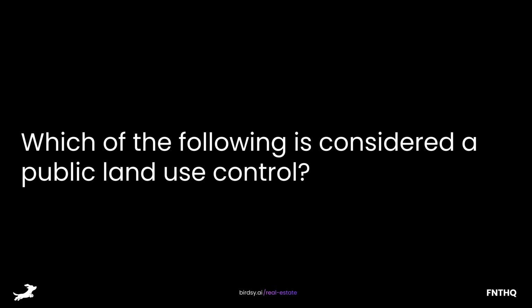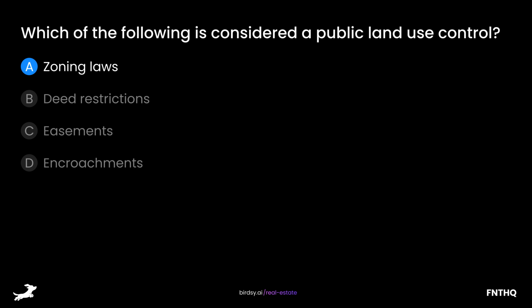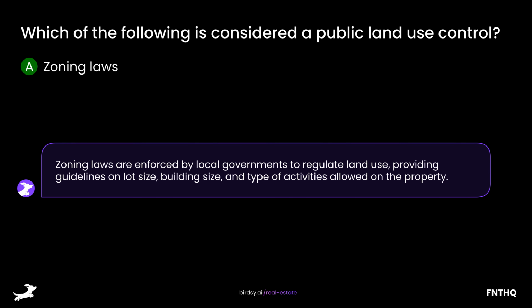Which of the following is considered a public land use control? Is it A, zoning laws, B, deed restrictions, C, easements, or D, encroachments? The answer is A, zoning laws. Zoning laws are enforced by local governments to regulate land use, providing guidelines on lot size, building size, and type of activities allowed on the property.